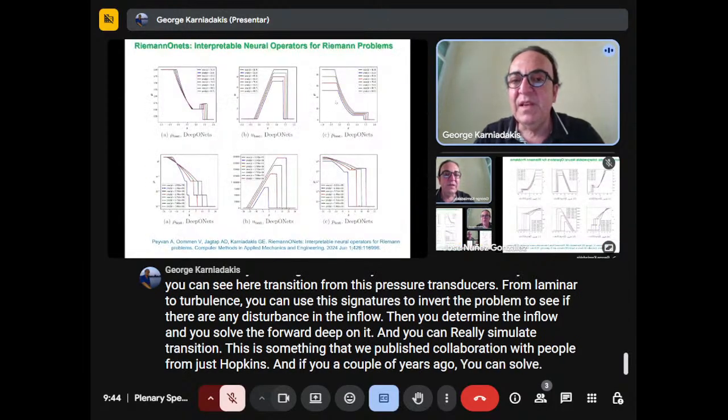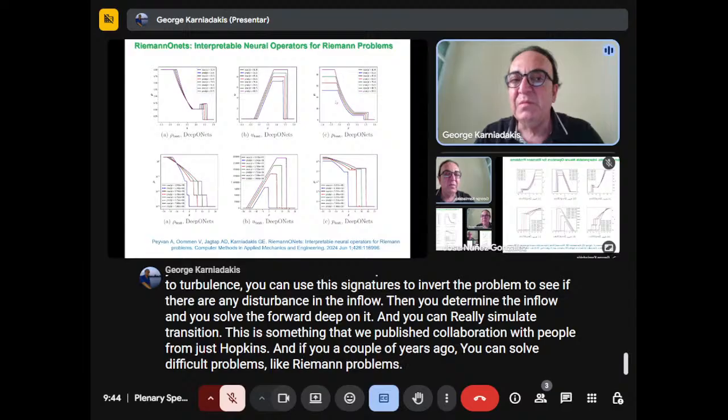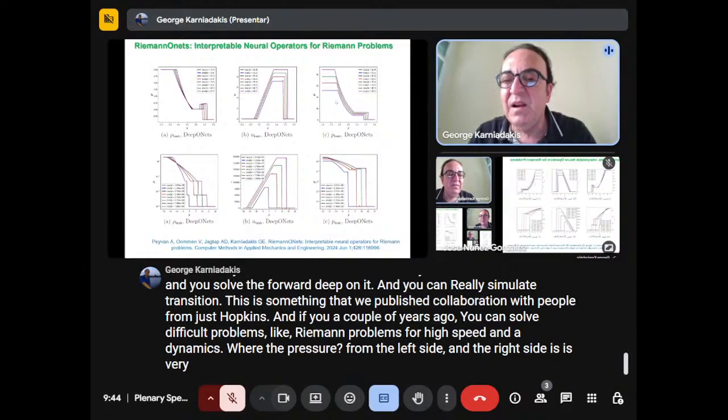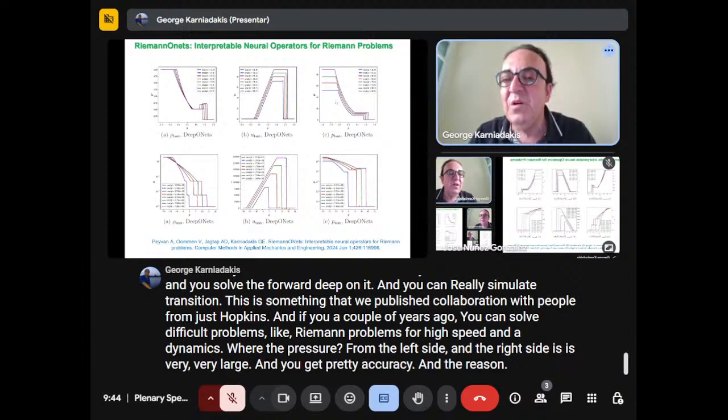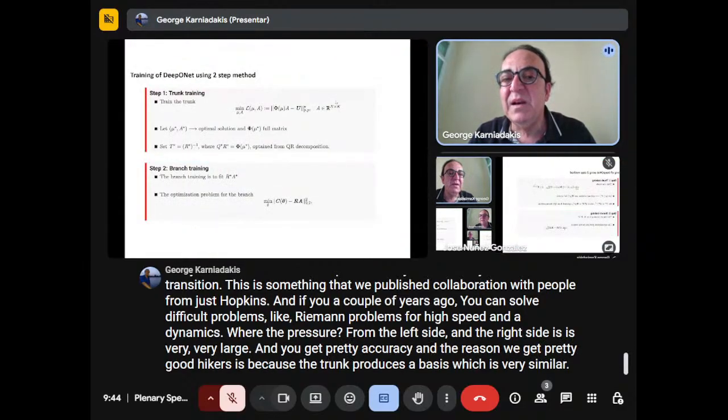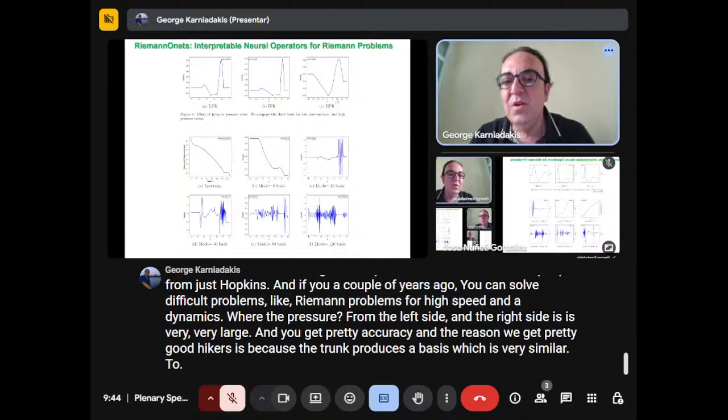You can solve difficult problems like Riemann problems for high speed aerodynamics, where the pressure from the left side and the right side is very large, and you get pretty good accuracy. And the reason we get pretty good accuracy is because the trunk produces a basis which is very similar to the real problem. So we can pre-train the trunk.